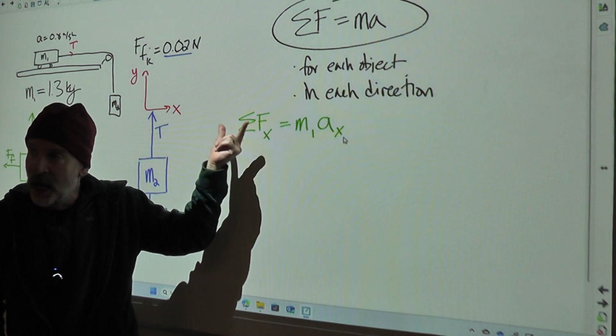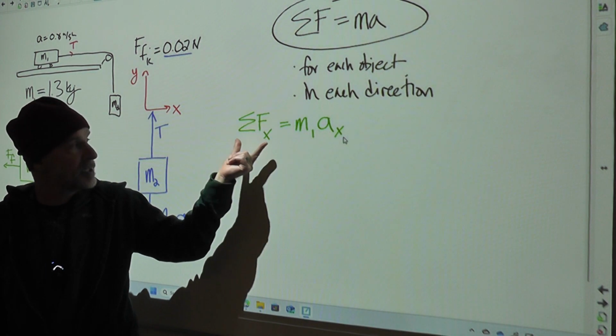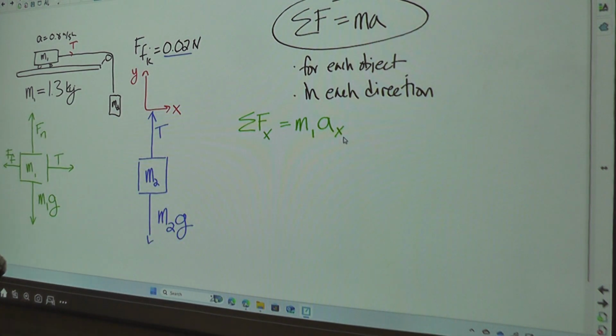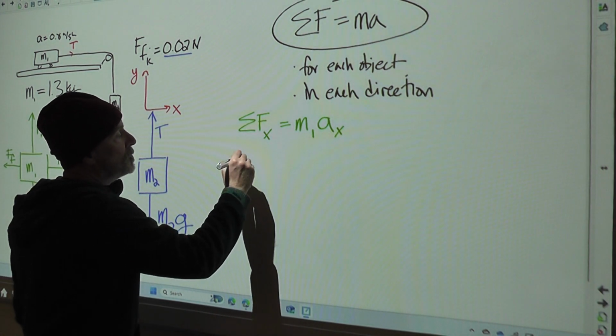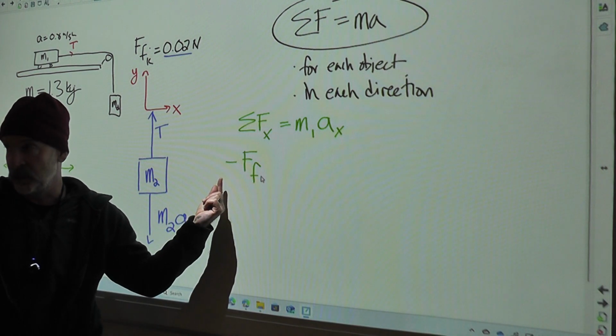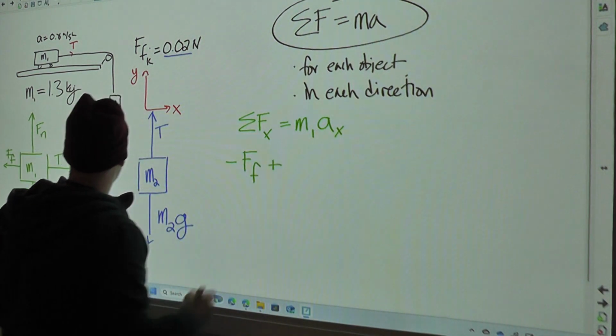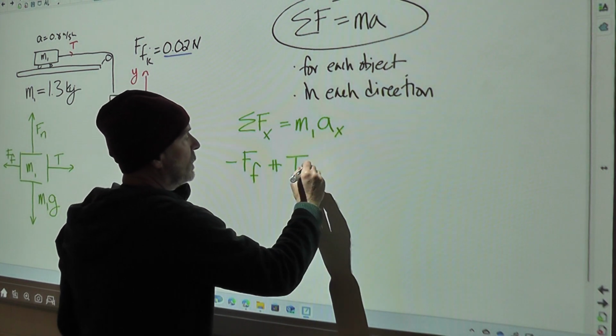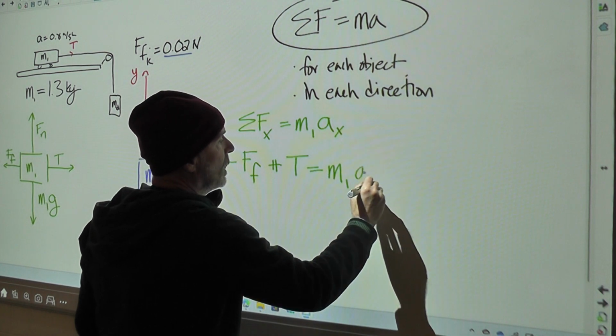But you have another side of this equation. This means mathematically add up all the forces. Here's how you do it. We have one force in our negative direction. All forces are always positive in physics. If we have a force in a negative direction, we put a negative sign in front of the force or the variable. So the force of friction in our negative direction plus our tension force in our positive direction will equal our mass times our acceleration.